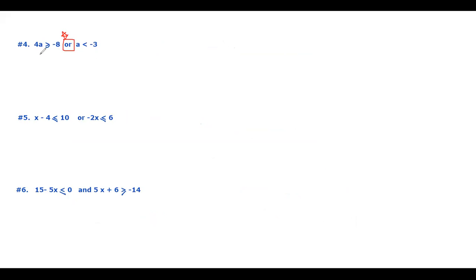Okay, so now in order to solve for a, here I need to divide by 4, and here I divide by 4. So what happens when you divide by 4? The 4s cancel. So a is greater than or equal to -8. Or, so here I already have a, so it's 8 is less than -3.